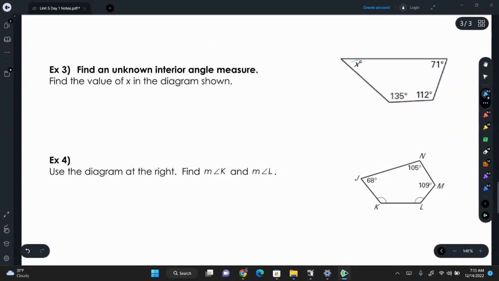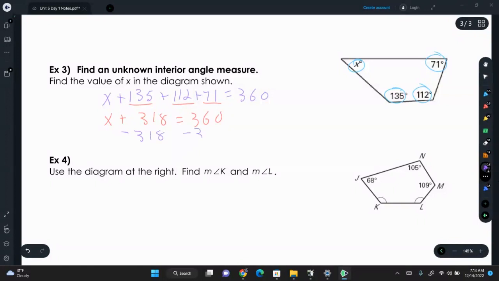All right, so in this problem, we know it's a quadrilateral because there's four sides, and these four sides have to add up to 360. So x plus 135 plus 112 plus 71 equals 360 degrees. So x plus, and when I add up these numbers, I get 318. And then when I subtract 318 from both sides, x is equal to 42. So x is 42 degrees.